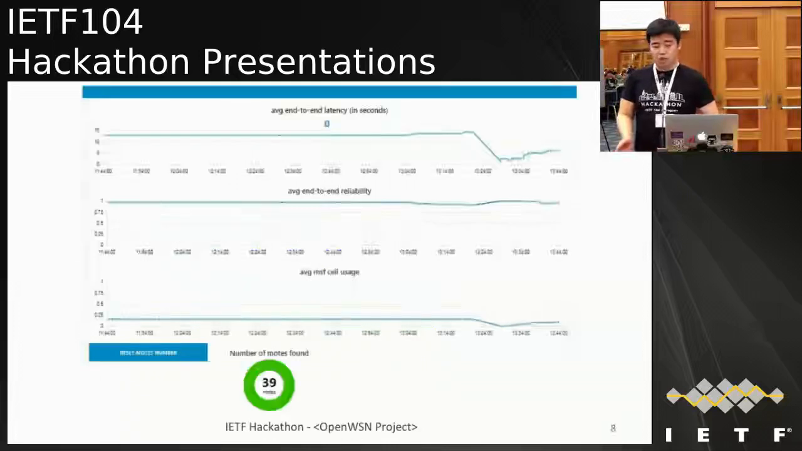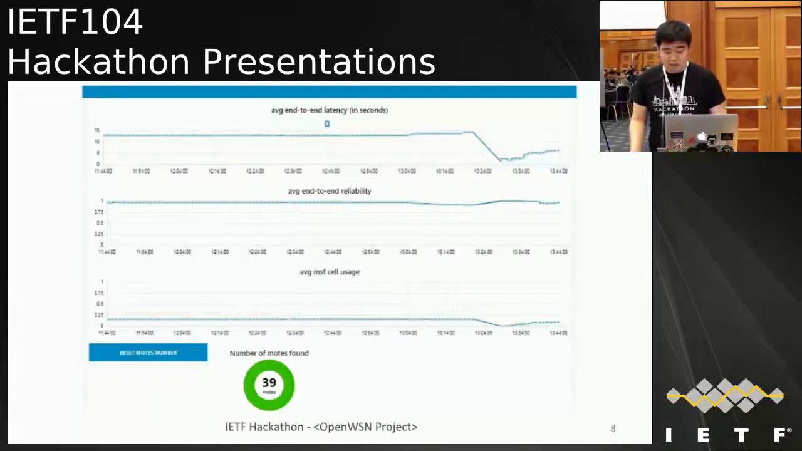If you open the link, it will look like this. The first chart is the end-to-end average latency, and the second one is the end-to-end reliability. The third one is the massive cell usage, which is an indicator for the traffic load in the network. It probably looks different if you open the link right now, which is fun. We are targeting reliability rather than latency. Yeah, this was 6TiSCH's target.